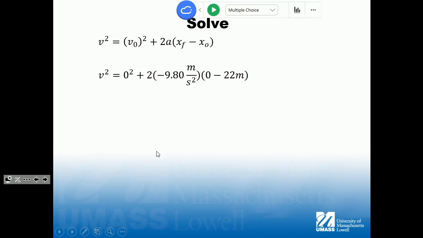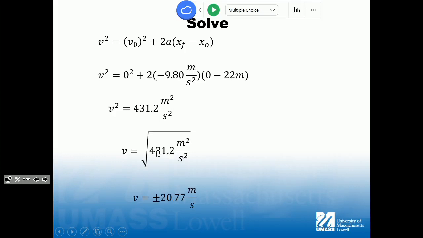Whenever you work with kinematic equations, make sure all your quantities are in SI units. So spend a couple of minutes converting anything that's not in SI units to SI units. The SI units of speed are meters per second, acceleration is meters per second squared, displacement is meters, and time is seconds. Okay, so plug it in, solve for v. You get v squared is that much, so v is the square root of that, which gives you a final answer of v is either plus or minus approximately 21 meters per second.